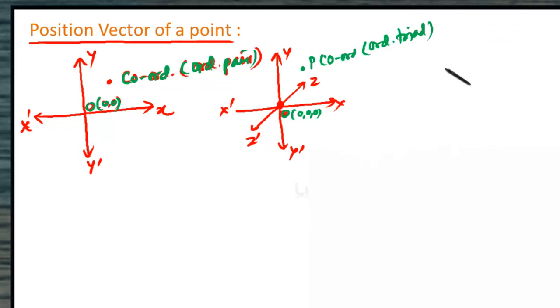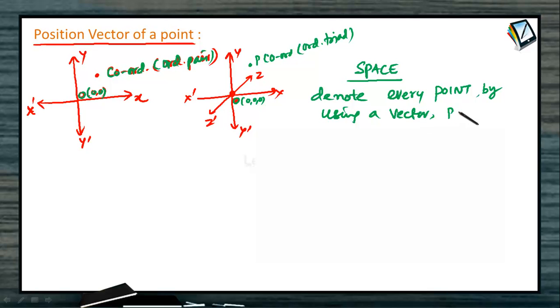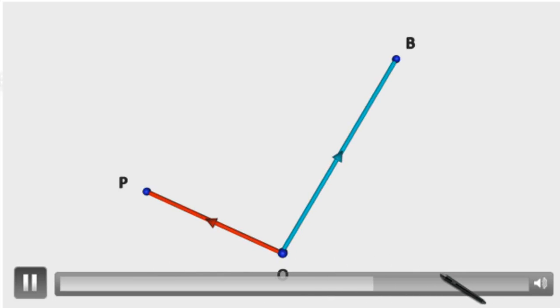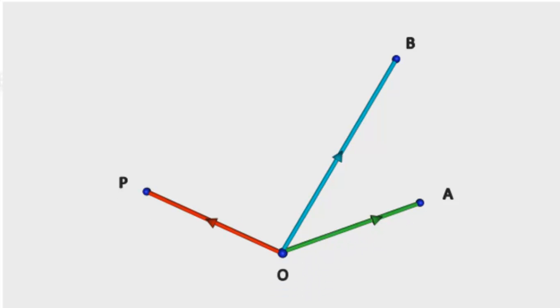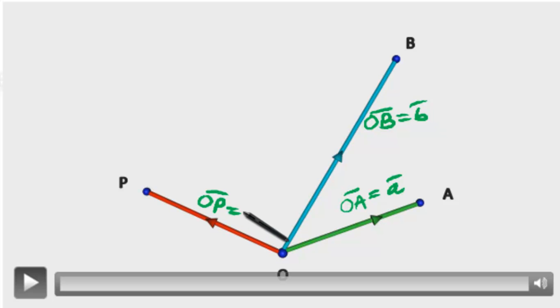As it happens, in space, in vectors, we denote every point by using a vector, which we call the position vector. A position vector is a vector used to denote every point in space. In this animation, you can observe the origin and point P, the origin and point B, and the origin and point A. These points A, B, P are denoted by these vectors, called position vectors. This is denoted by OA bar, equal to A bar; OB bar, equal to B bar; and OP bar, equal to P bar.